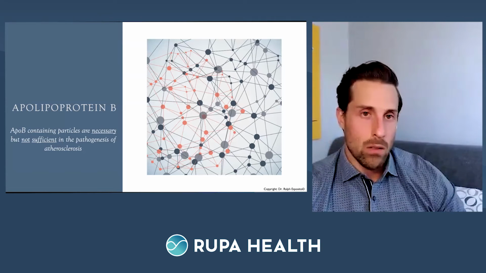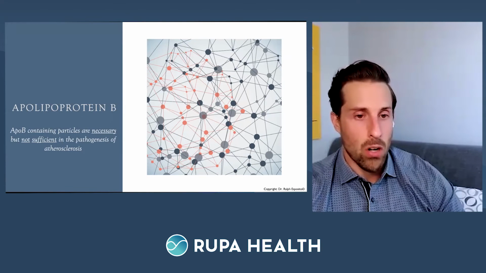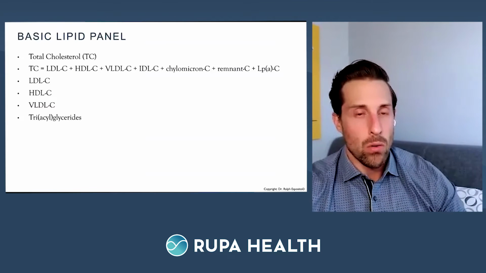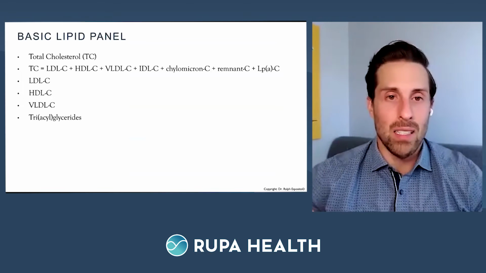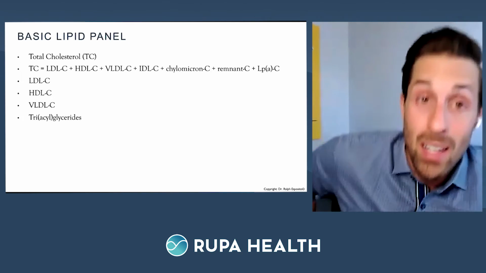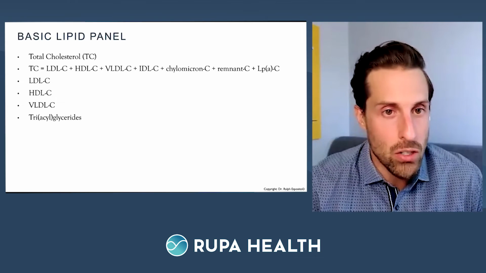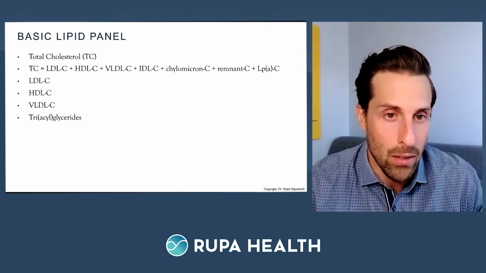Nothing else from this lecture: ApoB containing particles are necessary but not sufficient in the pathogenesis of atherosclerosis. It's very, very important. So what do we want to measure? This is the basic lipid panel. Now, could you get a lot of information from this? Absolutely. There's a lot of information that you can get from a basic lipid panel.